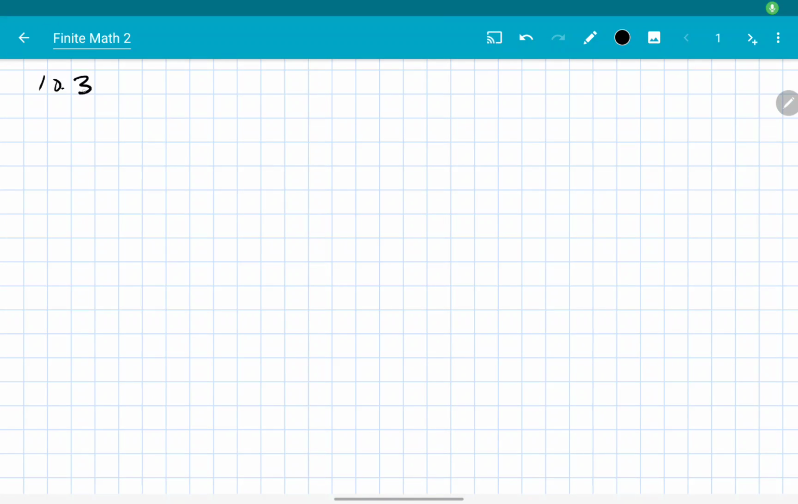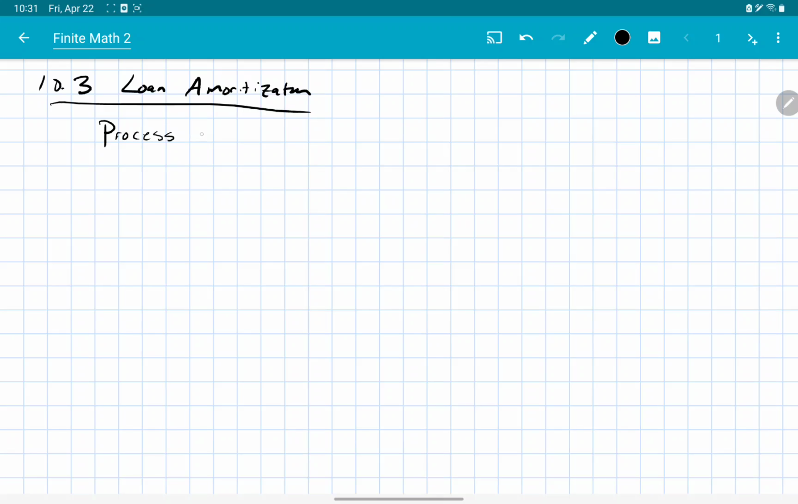Section 10.3, loan amortization. And this means the process and accounting of paying off a loan.